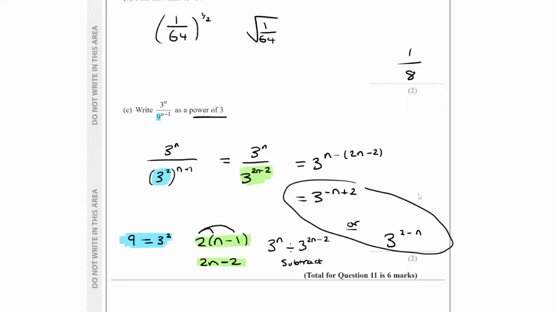No, so n minus 2n is negative n. So it'd be negative n because it's like doing 1 minus 2. If you do 1 minus 2, you get minus 1, don't you? If you think about the number line, you're going negative. So it's negative n.